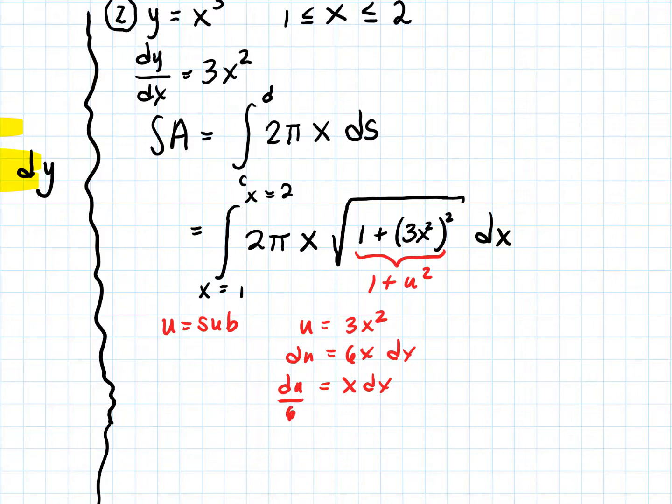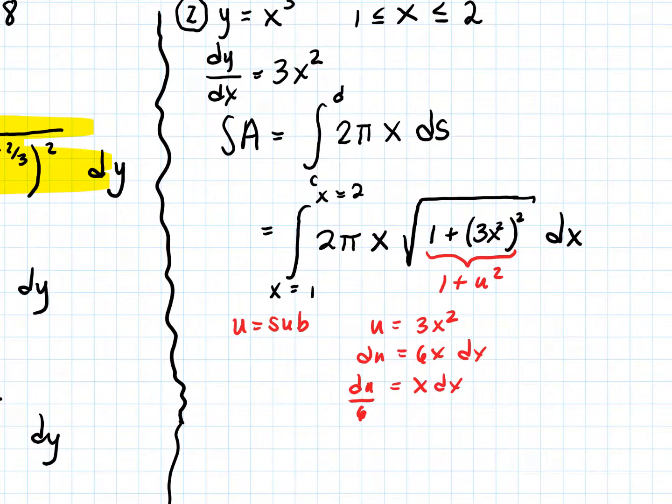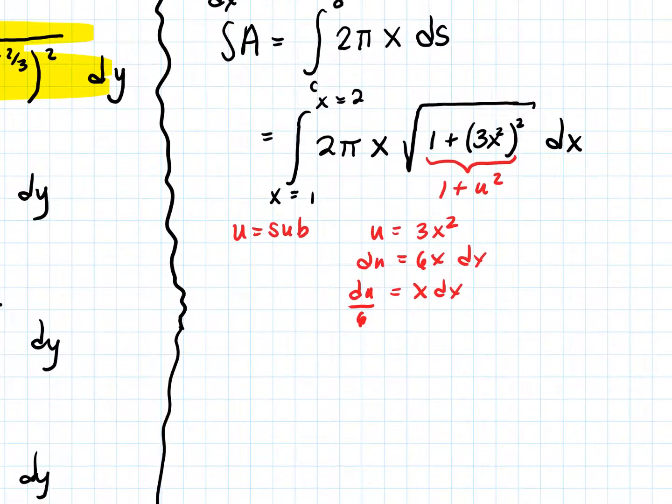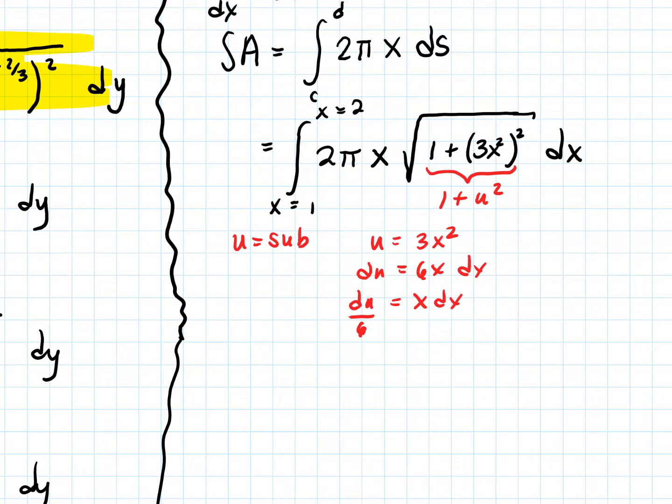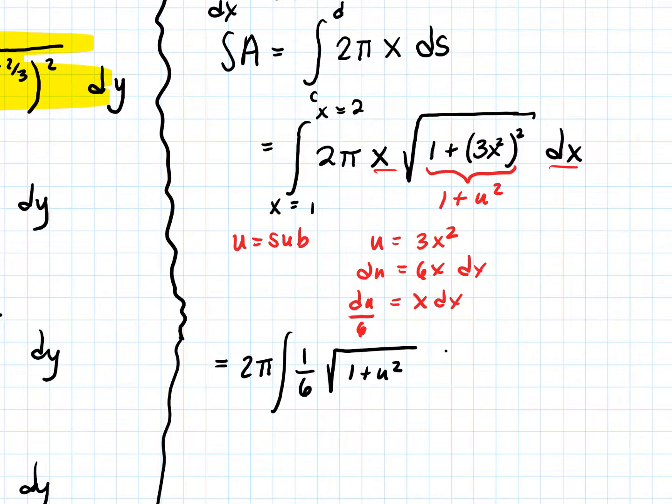I can make that substitution. So if I make that substitution right there, I end up with, pull the 2 pi out. We're integrating, I'm going to change the bounds here, so I'm going to leave the bounds off for just a second. The x and the dx are going to get replaced by du over 6. So I've got 1/6 times the square root of 1 plus u squared du.